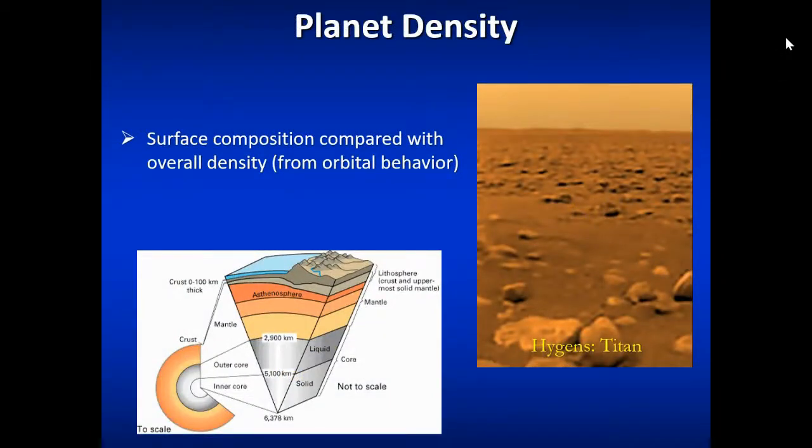We can also look at the density of the surface of the planet through observations, the surface material through planetary probes or even orbiting satellites, telescopic views. We can see what materials the surface is made of. We know what density that is. And then by looking at how the planet orbits the sun and how it rotates and how it interacts with any satellites that are orbiting it, we can determine the overall density of the planet and therefore compare the density of the surface with the overall density to get an idea of what the density inside is.